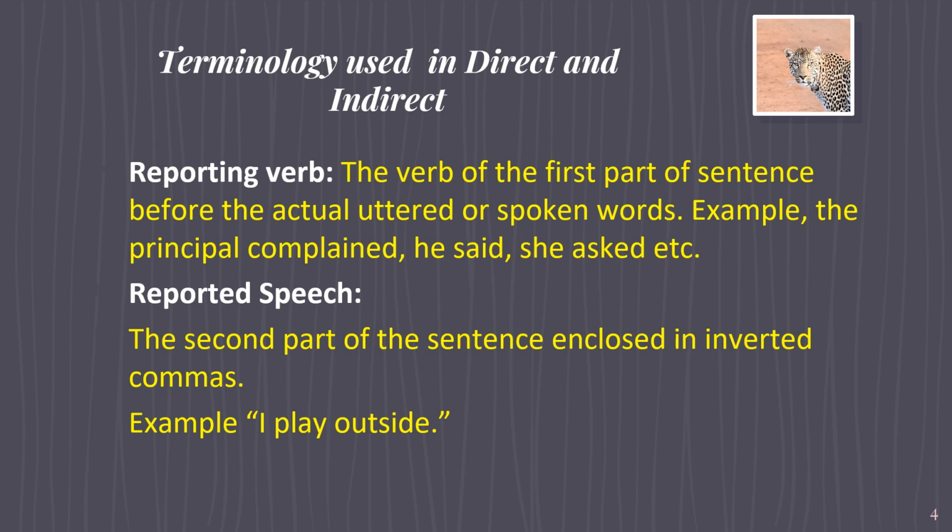Now the terminology used in direct and indirect speech is very important. We use reporting verb and reported speech. What is a reporting verb? The verb of the first part of the sentence before the actual words uttered or spoken. For example, the principal complained, he said, she asked, etc. These are the reporting verbs. Reported speech is the second part of the sentence enclosed in inverted commas. For example, "I play outside." That is reported speech.